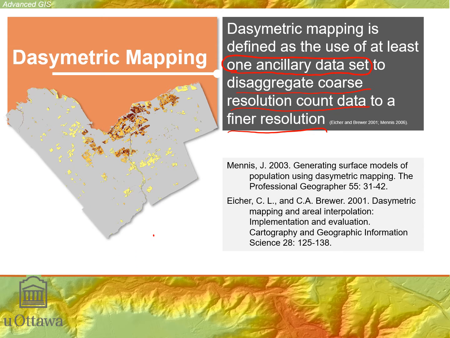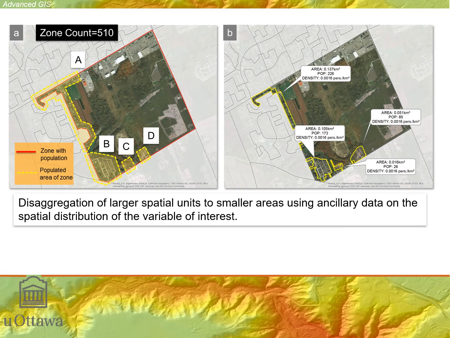So it's a way to focus and tune the spatial configuration, or add boundaries into the spatial configuration of source zones, to distribute population or counts. When I say population, I mean a count of anything to get better results. Dasymetric mapping. Here's an example.